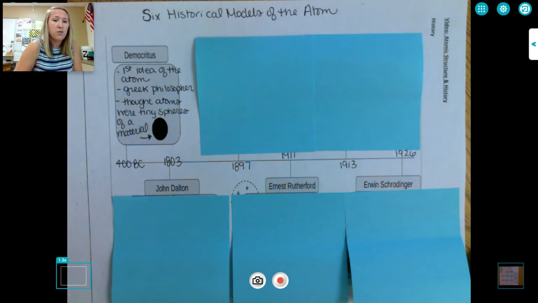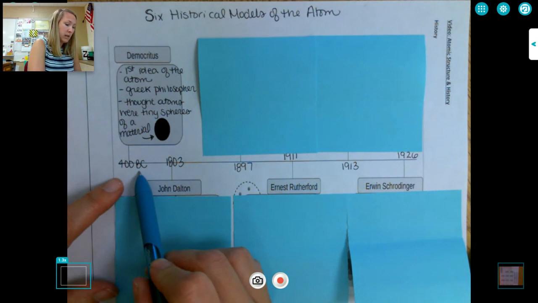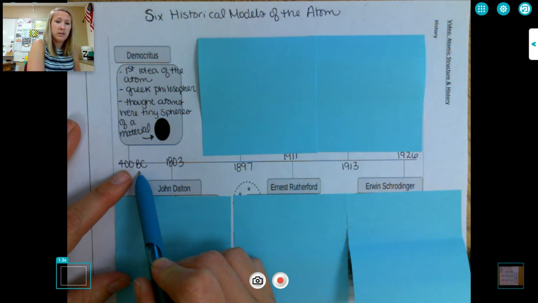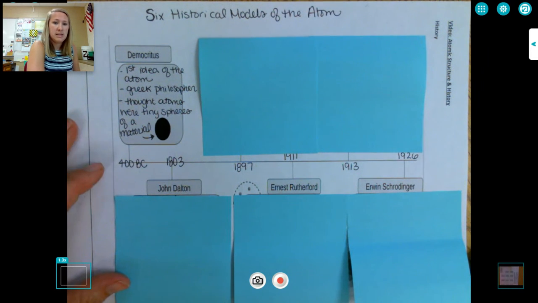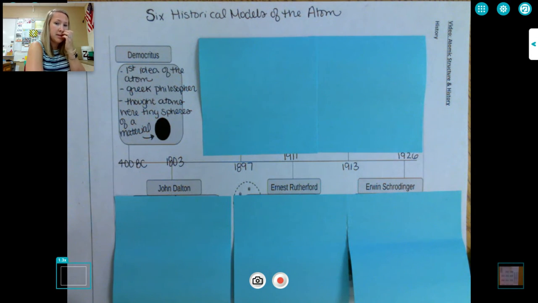So back in 400 BC, here we have Democritus. Democritus was an ancient Greek philosopher, and he was the first one to come up with this idea of an atom. Okay, he thought that atoms were tiny spheres of a material. So he thought that clay was made up of clay atoms and wood was made up of wood atoms, and that wood atoms and clay atoms had to be different from each other because they made a different material.